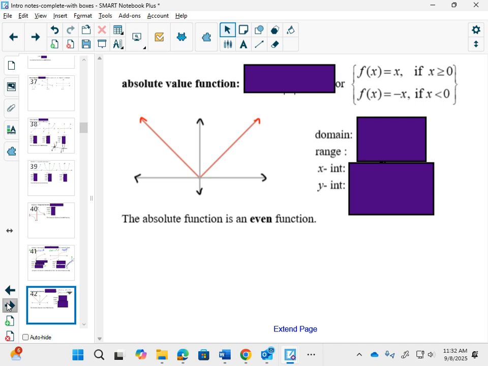Absolute value function. This is the one that we could write piecewise.